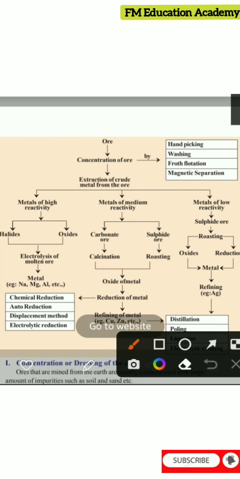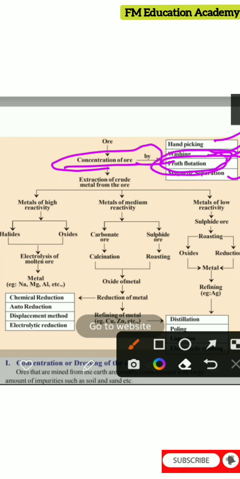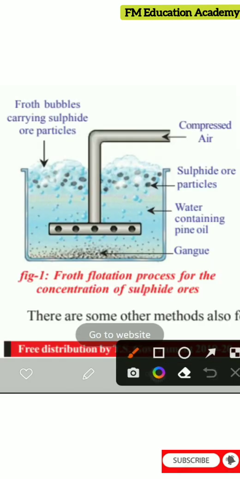This diagram you have in your textbook, right? In this diagram, for concentration of ore, we use 4 methods: hand picking, washing, froth flotation and magnetic separation. So froth flotation is the method by which the ore is concentrated. That is the second step in principles of metallurgy, concentration of ore by froth flotation, which we have to explain. Since it is a 4 marks question, you also need to draw the diagram. This is the diagram which is there in your TS-SCERT textbook.